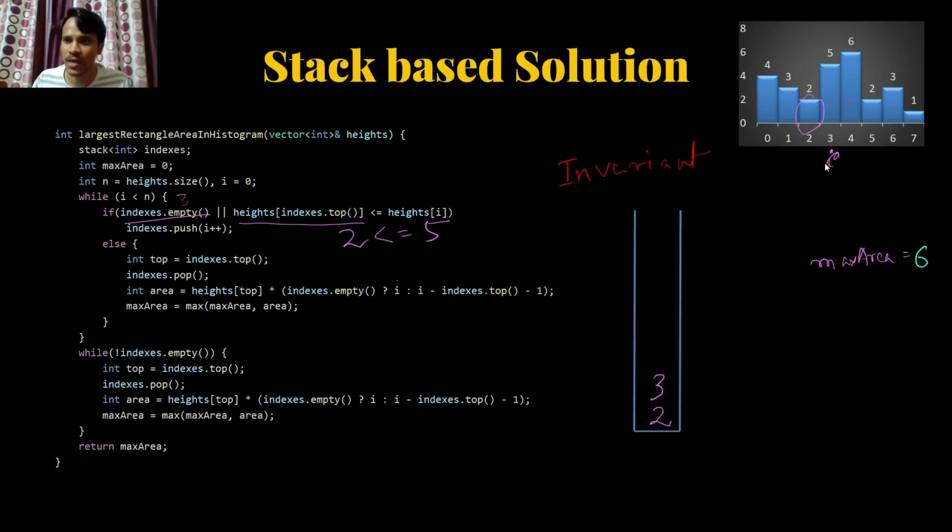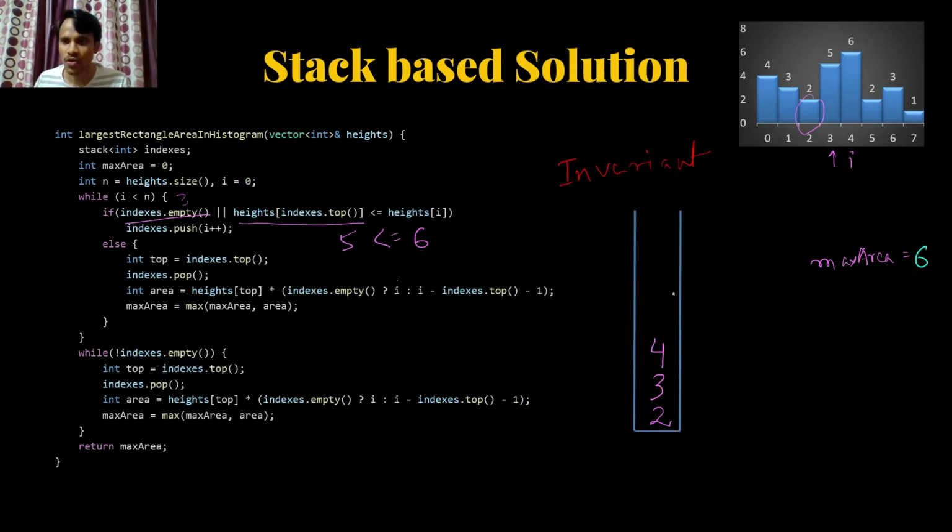Again I is incremented here. Still I is less than n. Stack is not empty. Again we are checking whether the top element of the stack, which is at position 3, this is 5, is less than equal to 6. Yes, so we again push the index of 6 to stack.